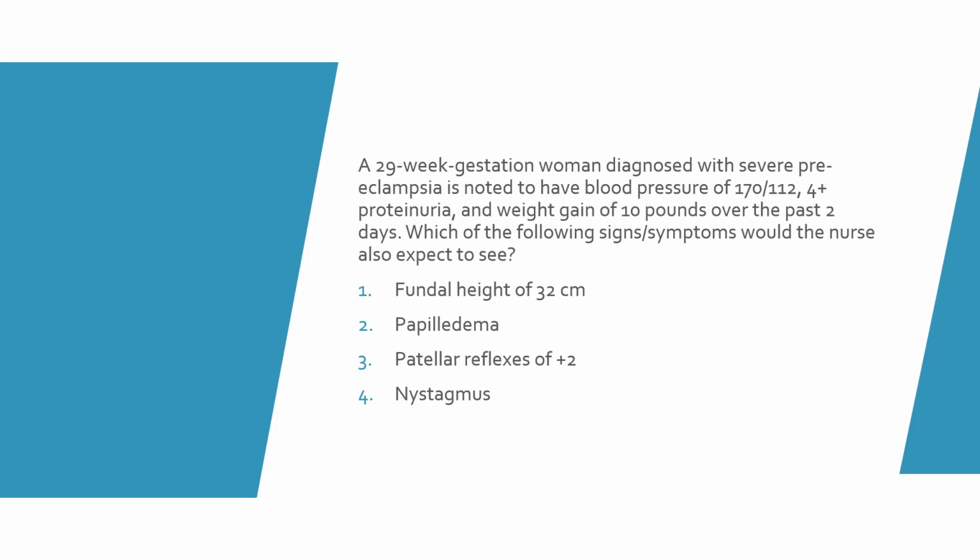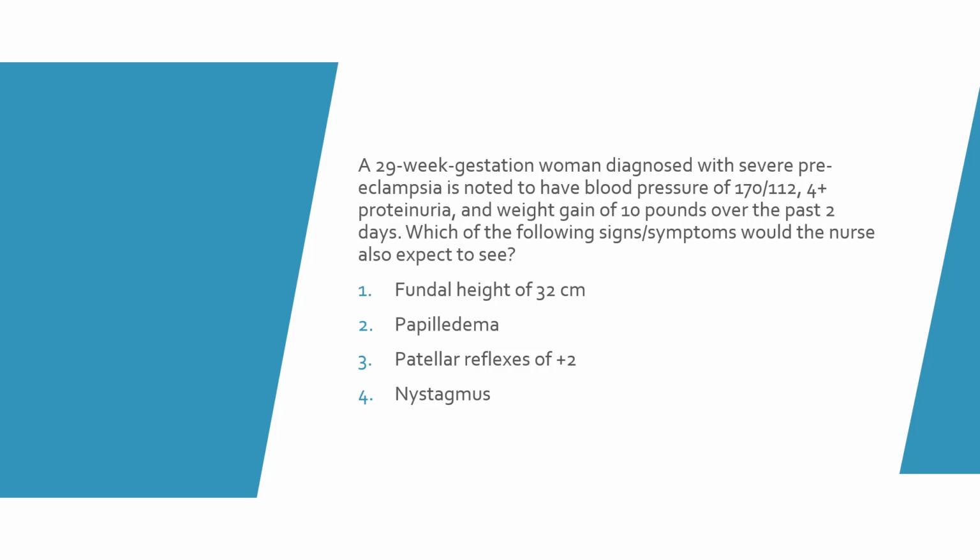This is an analysis question. It is asking what clinical manifestations would you expect to see from the patient with the given assessment data. You need to follow the pathology to find this answer. Look at increased blood pressure with fluid retention. Number 1. Fundal height of 32 centimeters. The normal fundal height for 29 weeks should be 29 centimeters. You could expect to see a lower fundal height due to poor growth with severe preeclampsia, not an increase.